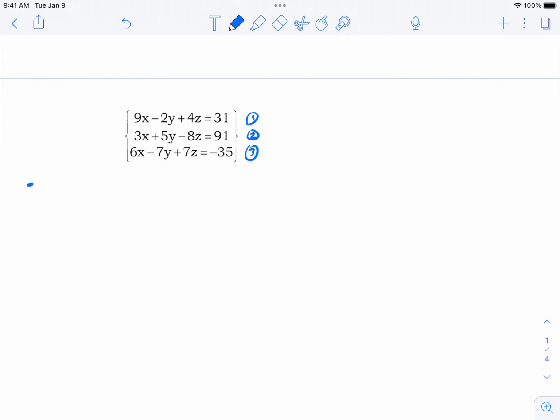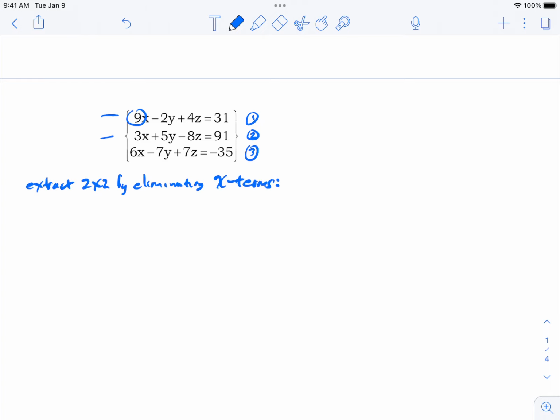So I'm going to say extract 2 by 2 by eliminating x terms. That's my goal here. So pick 2 equations, any 2 equations. Maybe I'll play with the first 2.